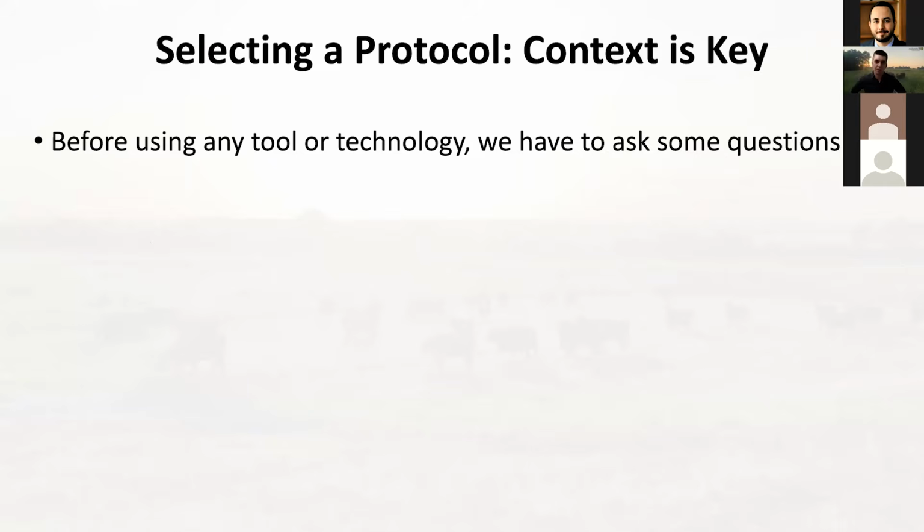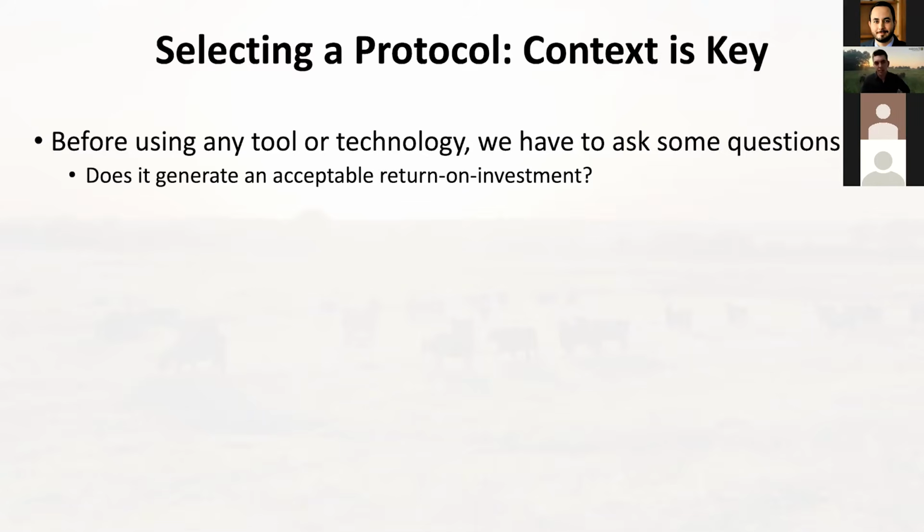As we think about selecting a protocol, we really have to select it in the context of the operation, what it is we're facing, and what we're trying to do. Before you use any tool or any technology, including synchronization, you have to ask some questions. And these are important. Does it generate an acceptable return on investment? As has been mentioned already, these technologies have a cost associated with them. And if I'm going to incur any cost in a commercial beef operation, I'm going to demand an acceptable level of return for that investment.